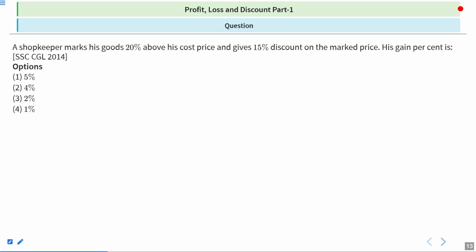A shopkeeper marks his goods 20% above his cost price and gives a 15% discount on the mark price. His gain percent is? This question was asked in the SSC CGL 2014 exam. Now there are four options of this question. First one is 5%, second one is 4%, third one is 2%, and fourth one is 1%. Now you have 10 seconds to solve this question. Your time starts now.